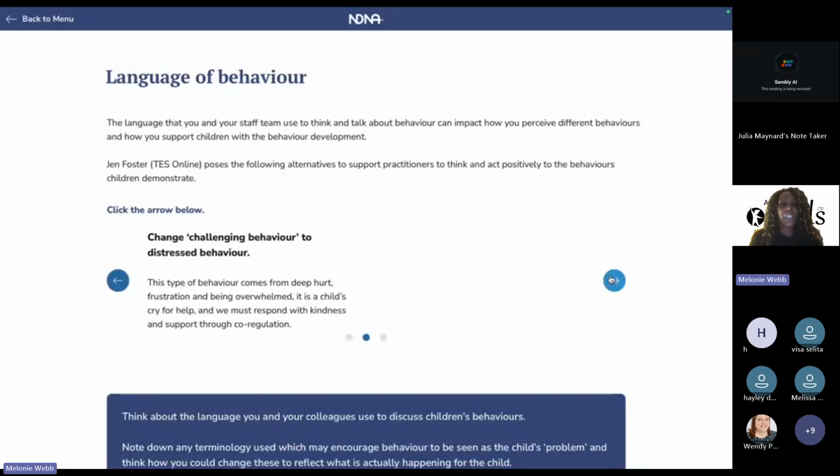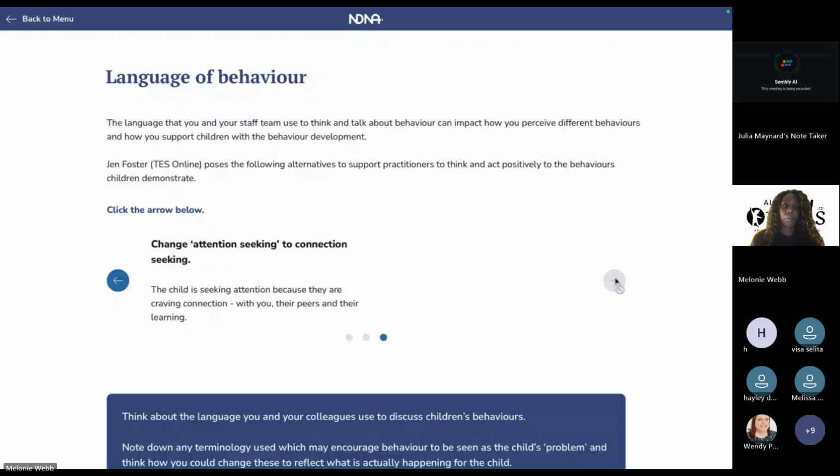So instead of challenging behaviour, we can say distressed behaviour. I really like this one because to me, distressed behaviour explains the emotion rather than giving the child a label as a challenging child. This type of behaviour comes from deep hurt, frustration, and being overwhelmed. It's a child's cry for help, and we must respond with kindness and support through co-regulation.